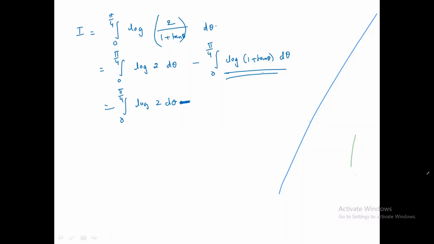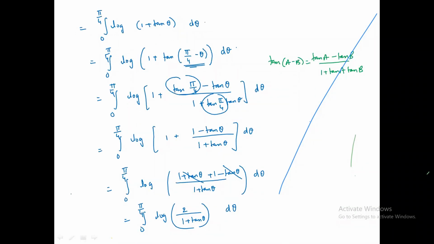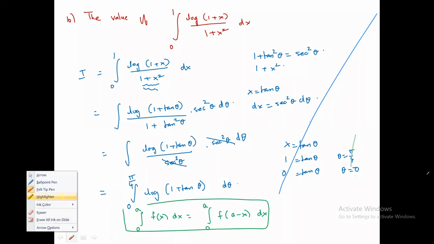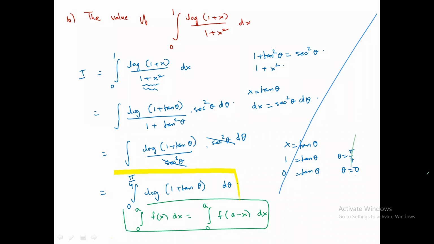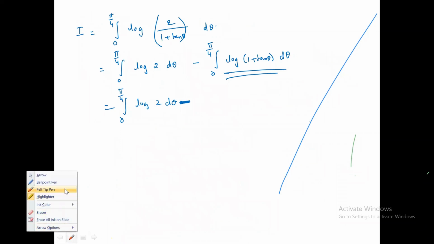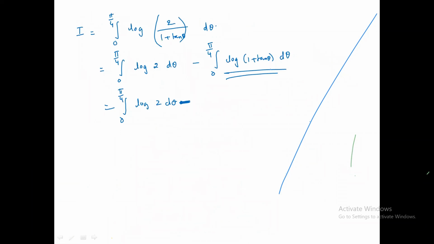But if you remember, we got this somewhere in the middle, log of 1 plus tan theta. See the previous page. I'll highlight here. We got 0 to pi by 4 log of 1 plus tan theta for I. So why not use it as I? Now also we got the same thing. Instead of writing 0 to pi by 4 log of 1 plus tan theta d theta, I will write I.